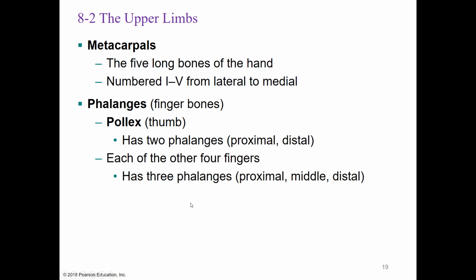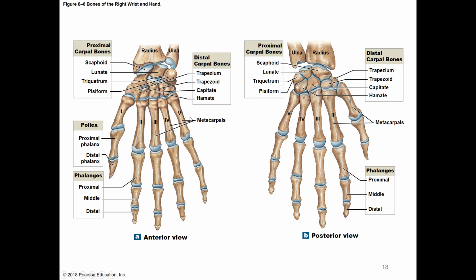So metacarpals are the 5 long bones of the hand, numbered 1 to 5, Roman numerals, from lateral to medial. So looking at the palm, these are the metacarpals, and they are numbered 1 to 5. Number 1 will always be the thumb. Number 5 will always be the pinky.